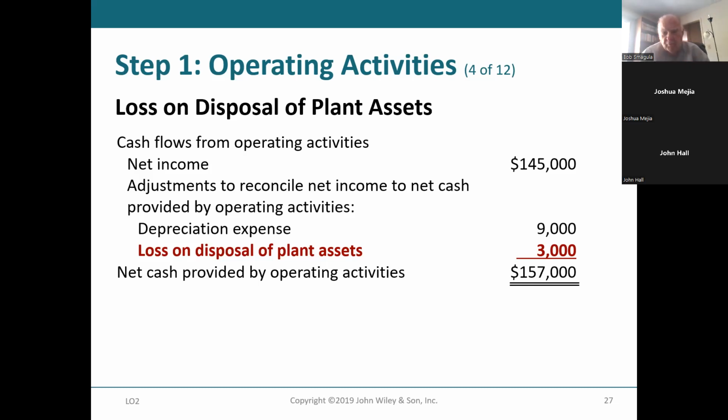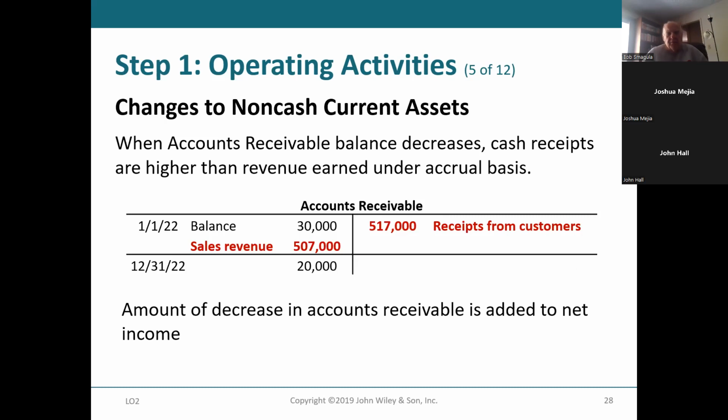So we have net income of 145. If we didn't have the depreciation expense, we'd have a profit of 154. If we didn't have that loss, we'd have a profit of 157, okay? One of the first rules we need to understand. Now let's talk about this a little bit. Changes to accounts receivable. When the accounts receivable balance decreases, cash receipts are higher than revenue earned. The amount of decrease in accounts receivable is added to net income.